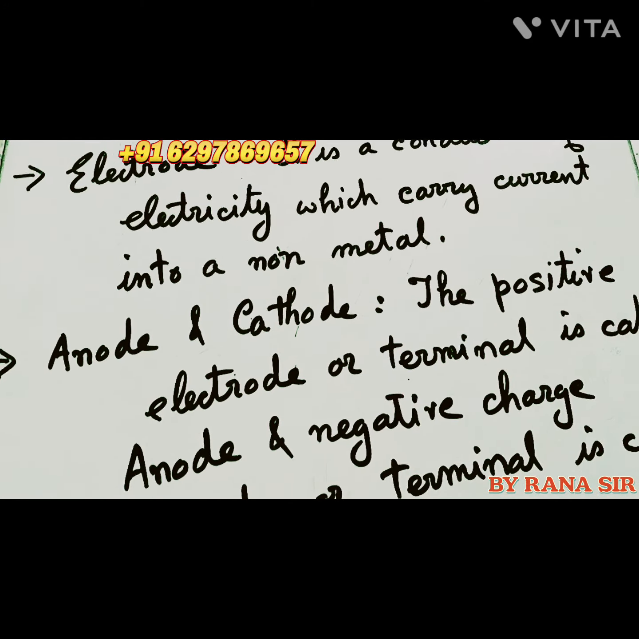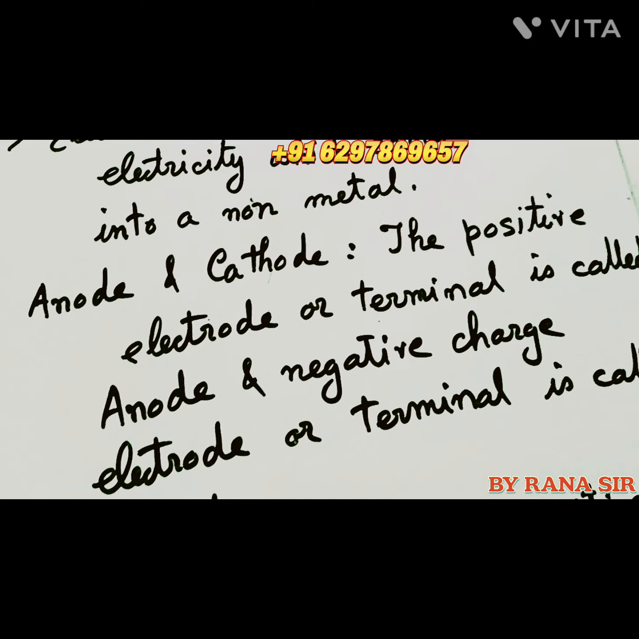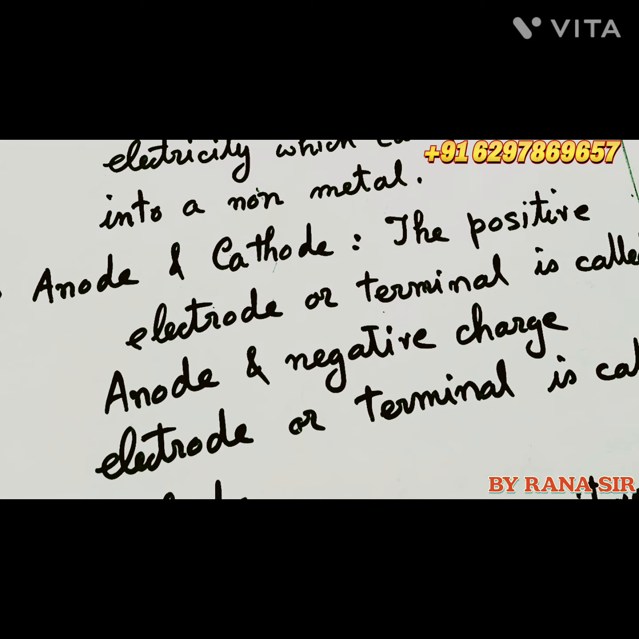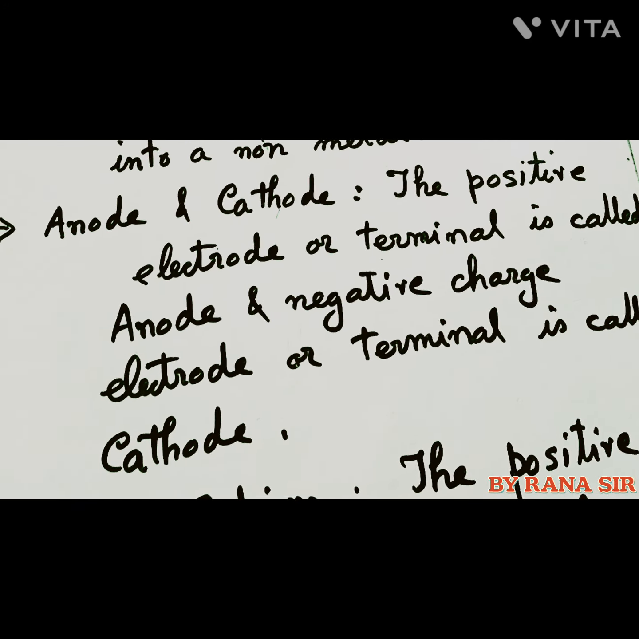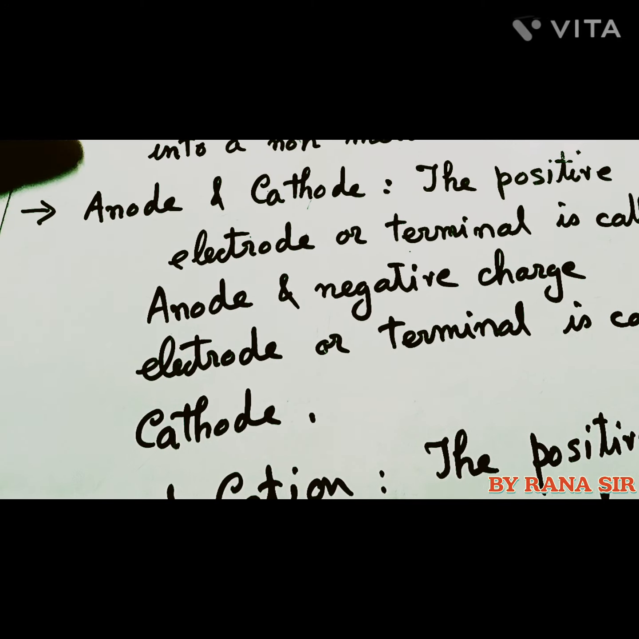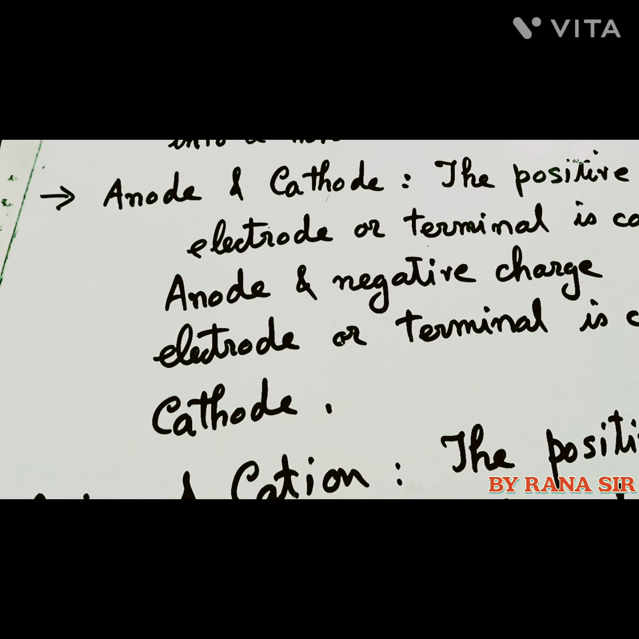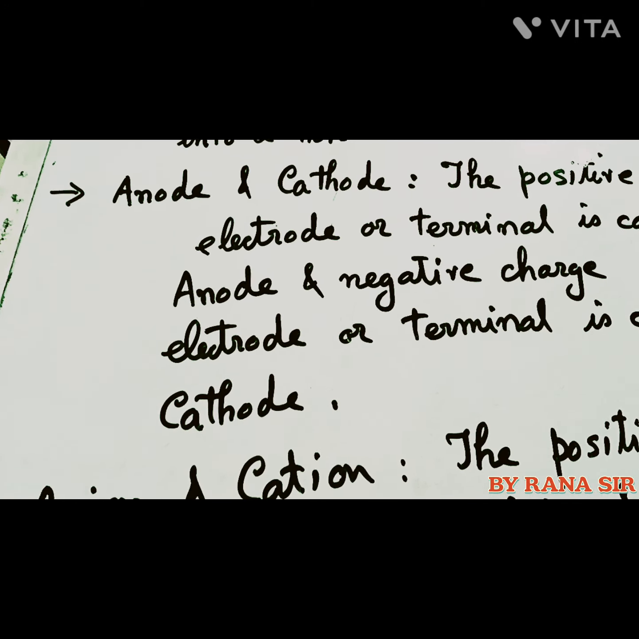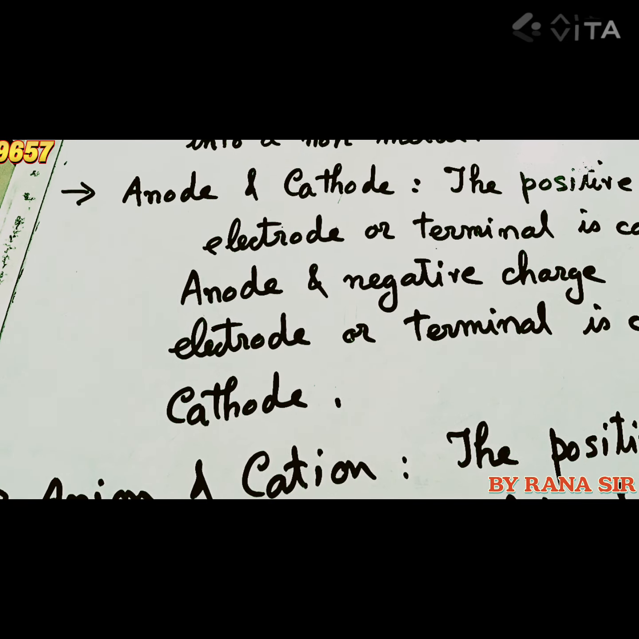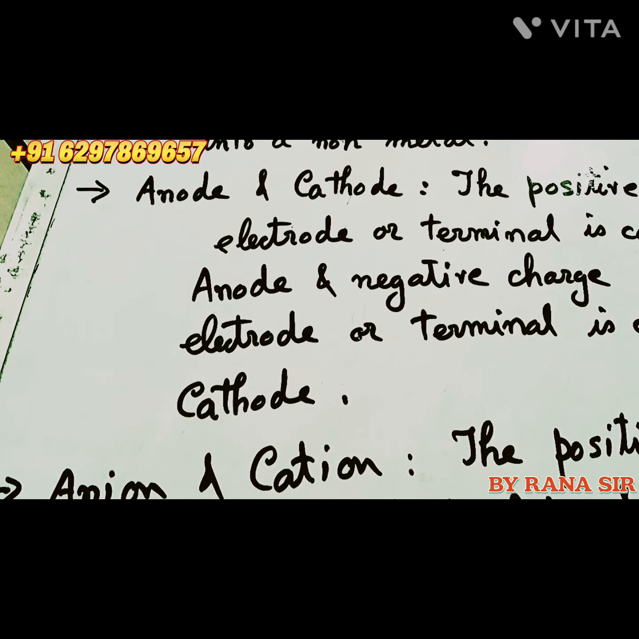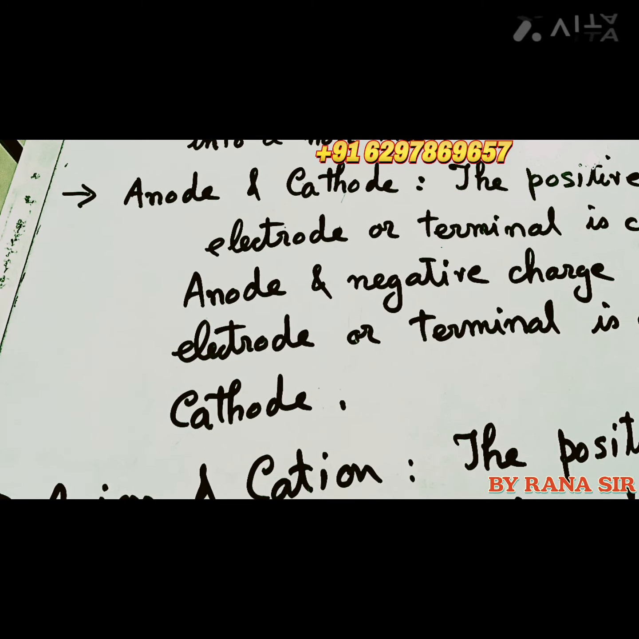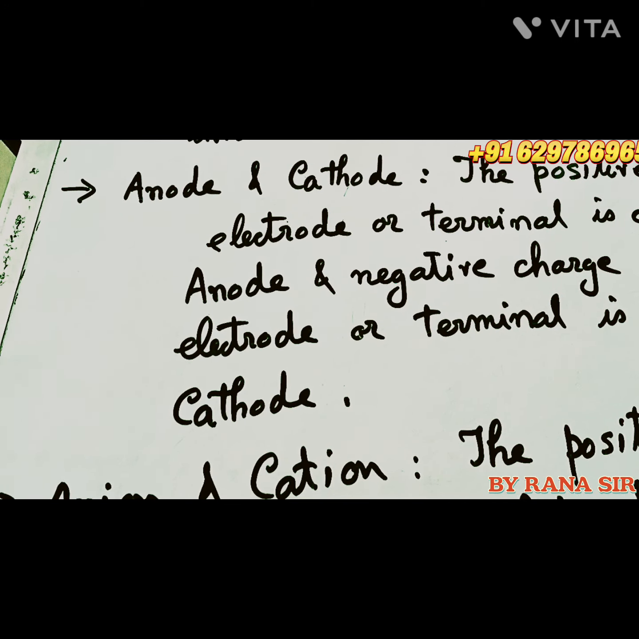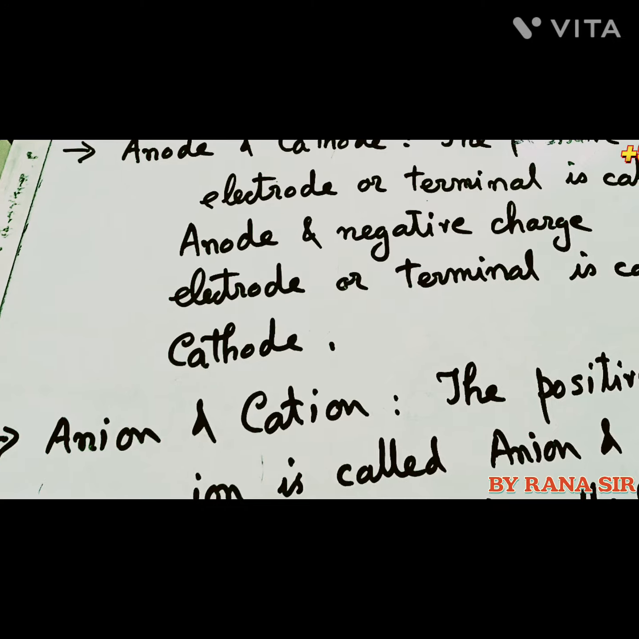Anode and cathode: the positive electrode or terminal is called the anode, and the negative electrode or terminal is called the cathode. So that metal piece which is attached to the positive terminal of the battery or cell is known as the anode, and that metal piece which is attached to the negative terminal of the cell is known as the cathode.